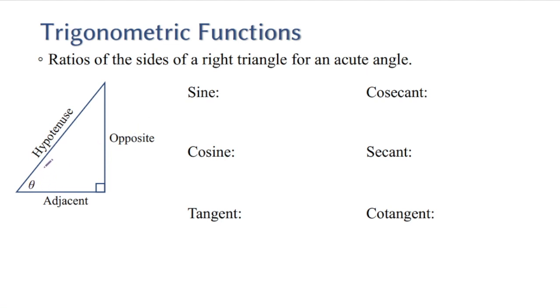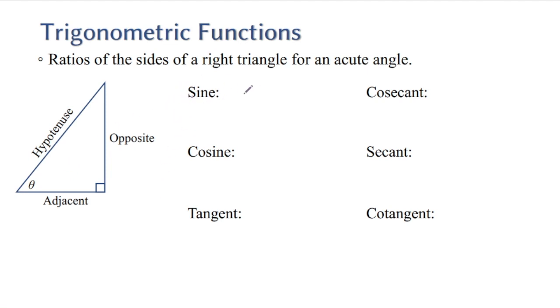Now, the one side that never changes is the hypotenuse. So when we create sines and cosines and all these trigonometric functions, we're basically going to talk about an angle and the ratios that any two of these sides together can create. And that's what these trigonometric functions are all about.